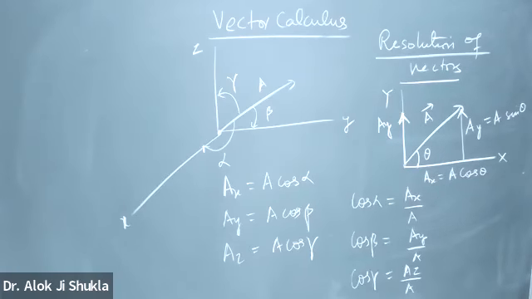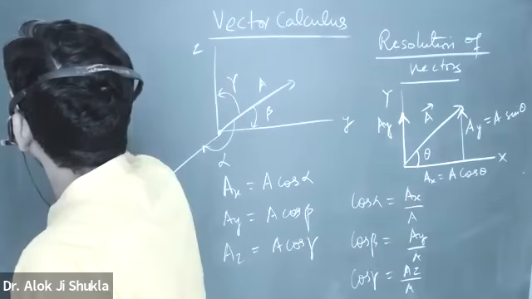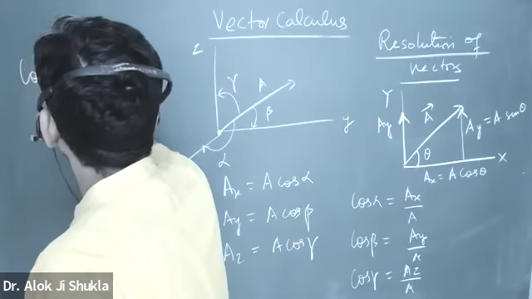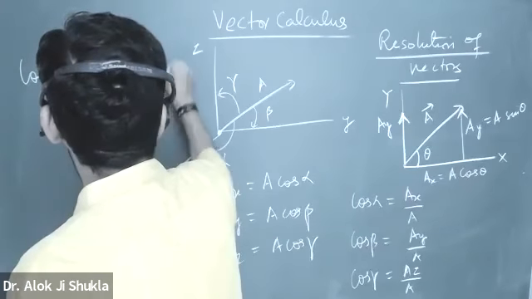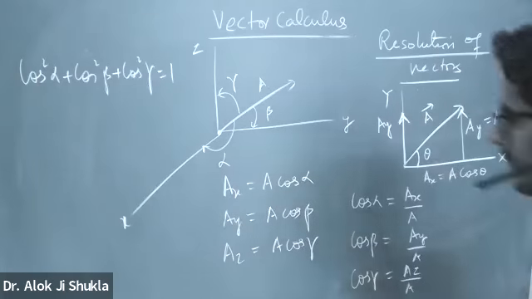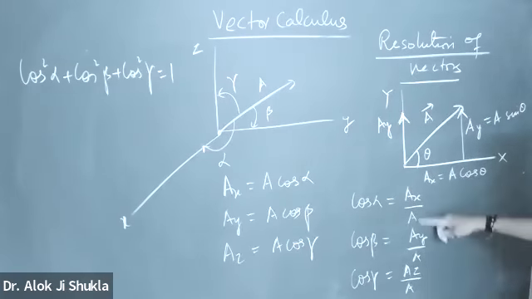Direction cosines. And if you add them, cos square alpha plus cos square beta plus cos square gamma, you get 1. Because this side it will become AX square plus AY square plus AZ square upon A square, which will cancel and it will become equal to 1. बोलो भाई, समझ आ रहा है?